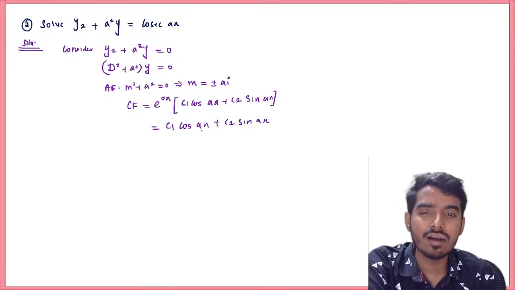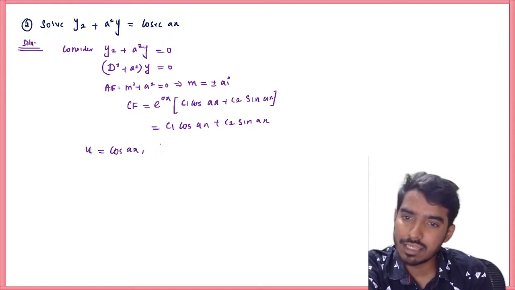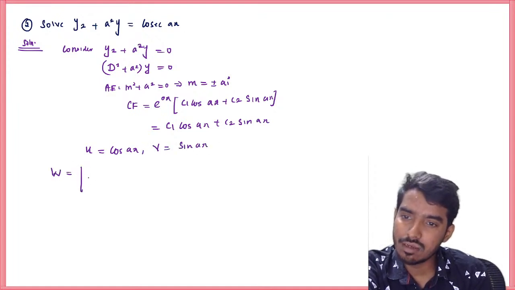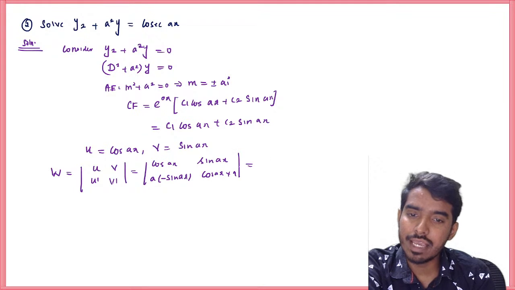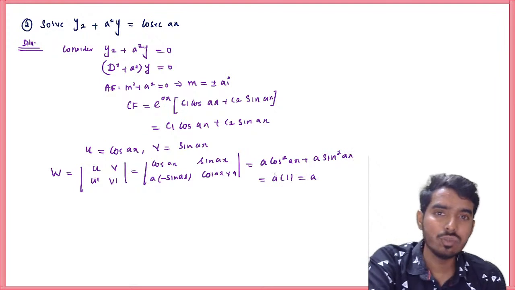In the previous one we have cos nx, sin nx. So what is your u here? u is cos ax. What is your v? v is sin ax. And what about your Wronskian? Wronskian is the determinant with u, v, u dash, v dash. So this is cos ax, derivative of cos ax is a into minus sin ax, sin ax, and cos ax into a. So we will have a cos square ax plus a sin square ax. Expand the determinant, take a outside, you will have 1. So a is your Wronskian.